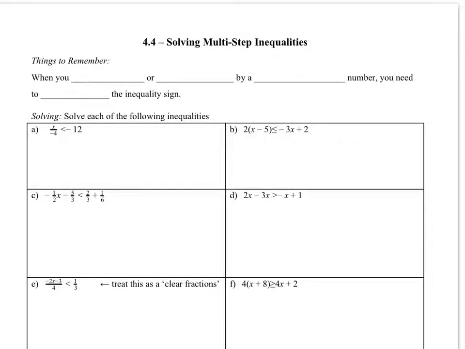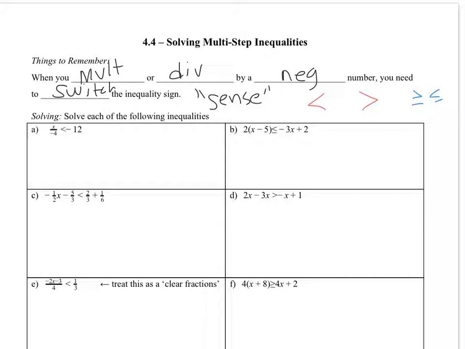Okay, when you solve inequalities, you have to remember that when you multiply or divide by a negative number, you need to switch the inequality sign. It's also called switching the direction, the sense, of the inequality. To switch the sense means when you have less than, make it greater than. If you have greater than or equal to, change it to less than or equal to. You're changing the direction of the inequality.